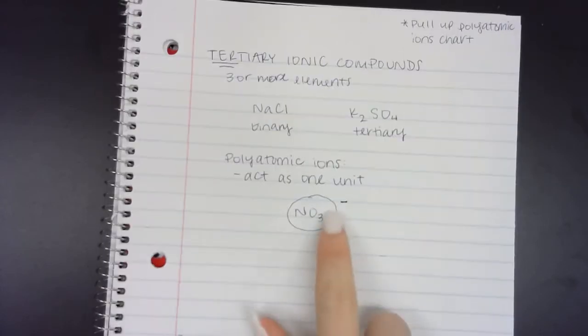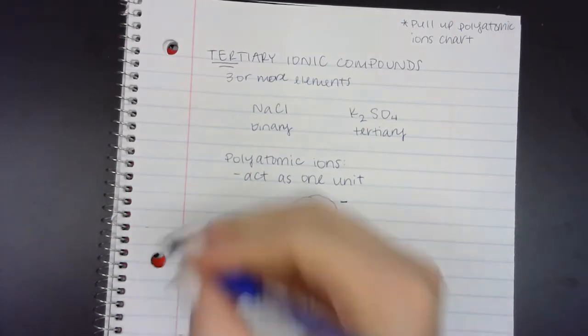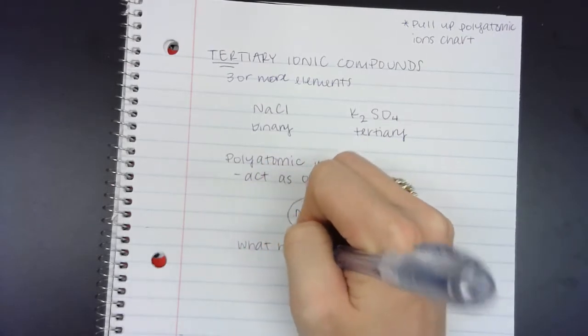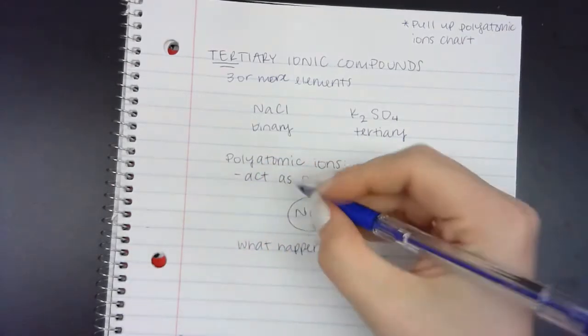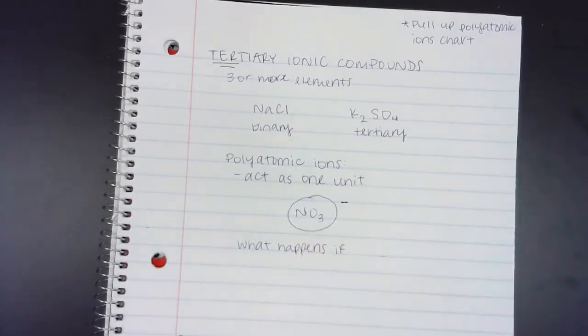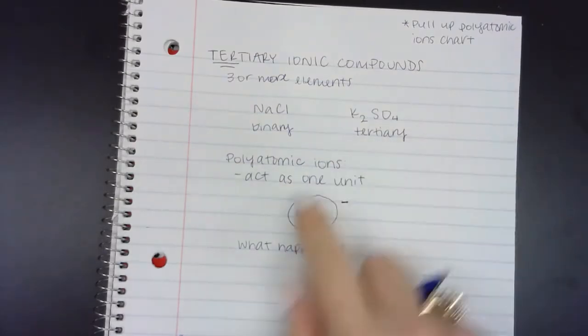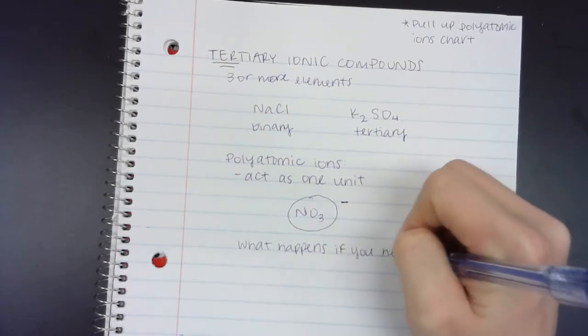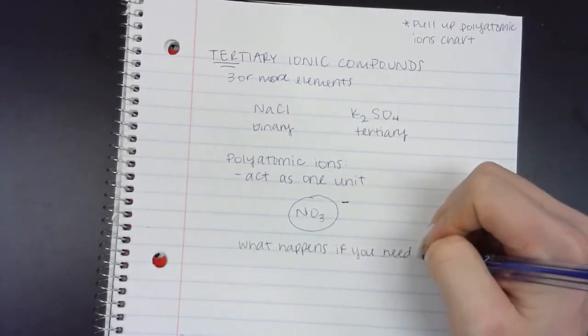NO3, and it's got a -1 charge on it. Okay, so we know that with ionic compounds, you have to make sure the charges cancel. So if I had this nitrate bonded to calcium, which has a +2 charge, I would need 2 nitrates, right? To balance out the charges.